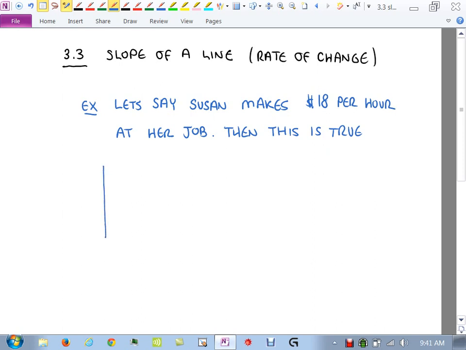I'm going to draw a little table on the left side. We call that a T table, because when you draw it, it looks like a T. Really long, weird T, but it looks like a T. I'm going to let X be the hours that she works, and I'm going to let Y be equal to the money she makes, with a little dollar sign there.